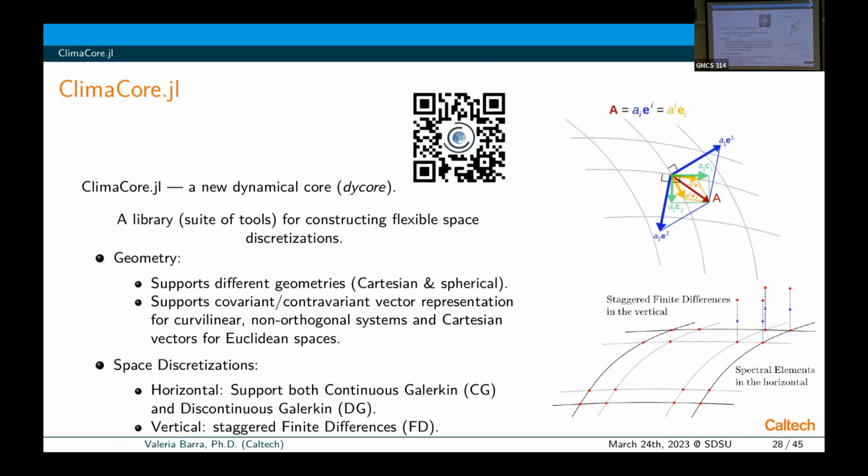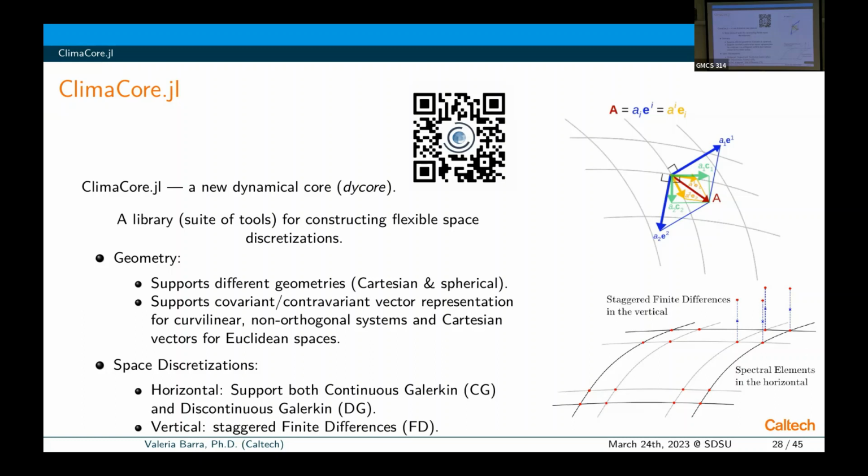Okay, so we wanted to have something more flexible. Especially, we wanted to support both the atmosphere and the land component. So these are different components that have different needs. Especially, we also wanted to support staggered grids, which are useful in the atmosphere. So we started a new code base. So now the new dycore is called ClimaCore.jl. So it's a library, a set of tools for constructing flexible space discretizations.